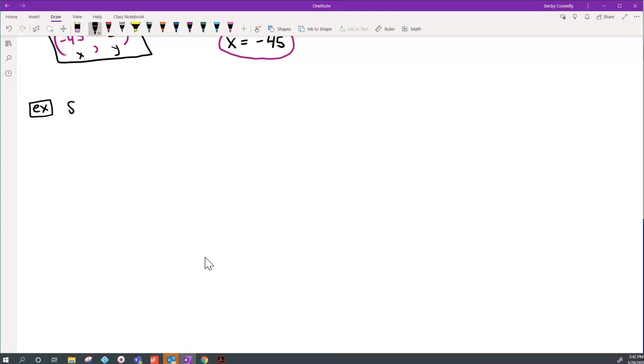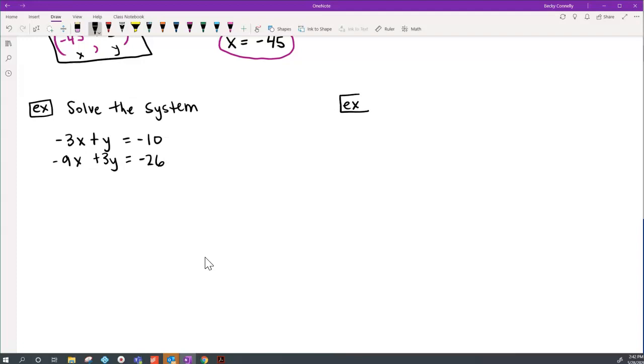So I want you to solve the system: negative 3x plus y equals negative 10, and negative 9x plus 3y equals negative 26. And then try this one.